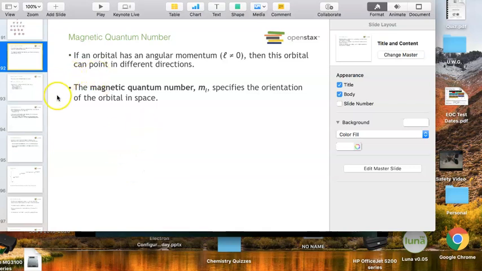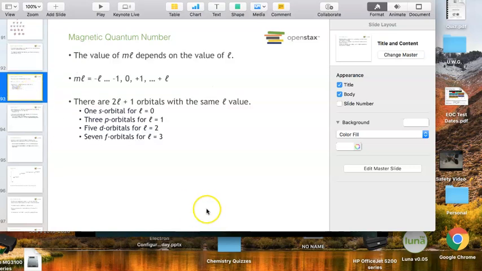So if an orbital has an angular momentum L not equal to 0, then this orbital can point in different directions. The magnetic quantum number m sub L specifies the orientation of the orbital in space. The value of m sub L depends on the value of L. So m sub L is equal to negative L to 0 to positive L. There are 2L plus 1 orbitals with the same L value.